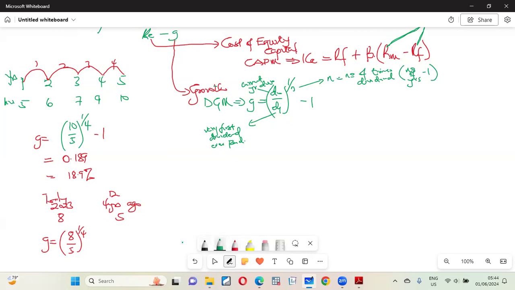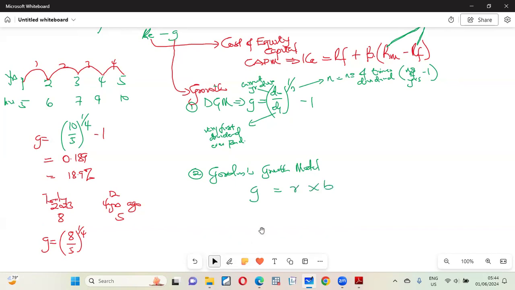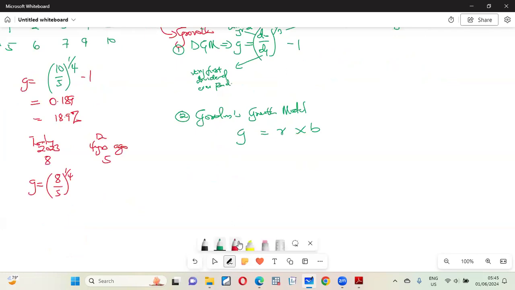But another way of also arriving at your G is called the Gordon's growth model. Now, the Gordon's growth model is a little bit tricky. It says that G is equal to R multiplied by B. That is what he proposes. Now, what is R? What is B? R, it explains to mean return on asset, ROA, or you can even get it in some books, return on equity. But the ROA, how do we find ROA?